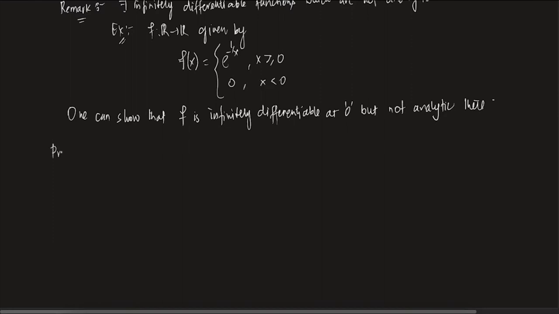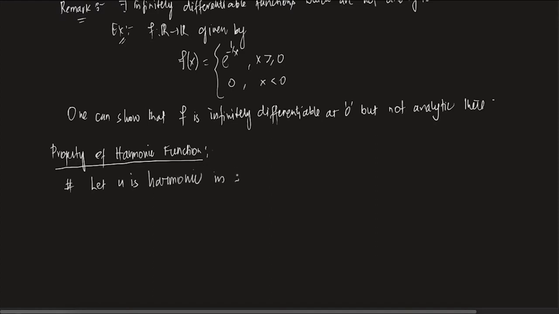This is another property of harmonic functions. For this course, I'm going to skip the proof of this. This is called analyticity. It says that if u is harmonic in omega, then u is analytic in omega. Clear?